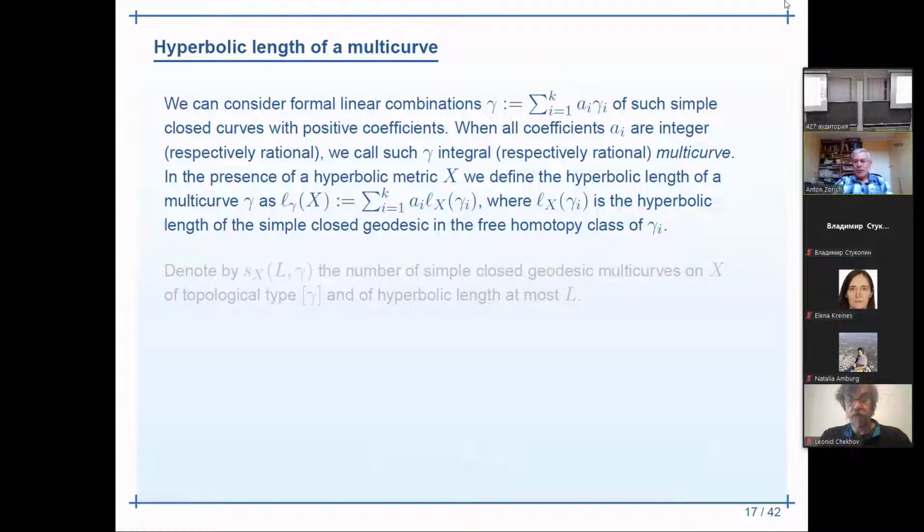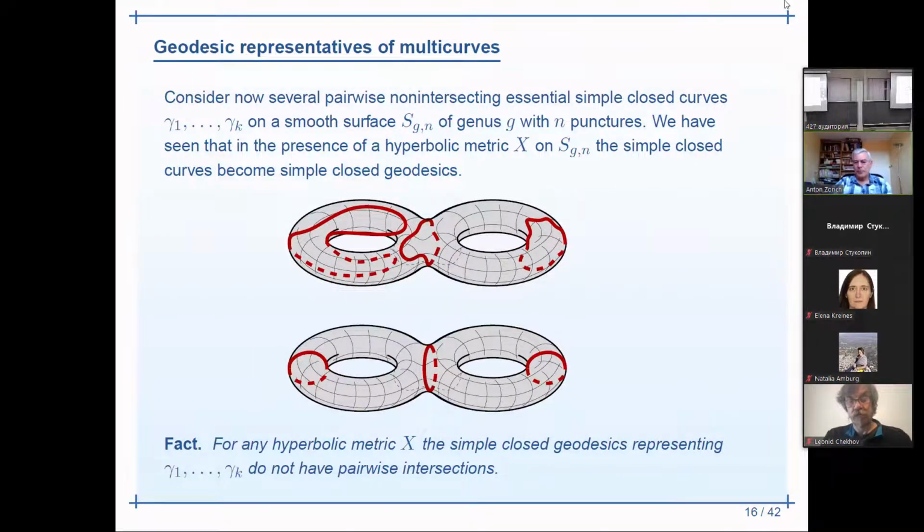Okay, now, since my topological simple closed curves contract, from now on, I'm choosing some hyperbolic metric, and it would be a parameter, but for a while, it would be fixed. So in the presence of a fixed hyperbolic metric, all my curves contract to simple closed geodesics, and I can measure their length. And in this way, I can associate a length to the initial multi-curve.